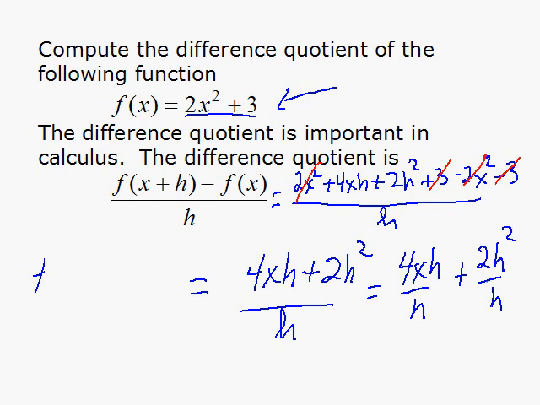Okay, now you can cancel because these are monomials over monomials, or at least factors over factors. So I can cancel the h's here, and in this case I just cancel one of them. And that is my answer, 4x plus 2h. That's the answer. It still has an h in it.